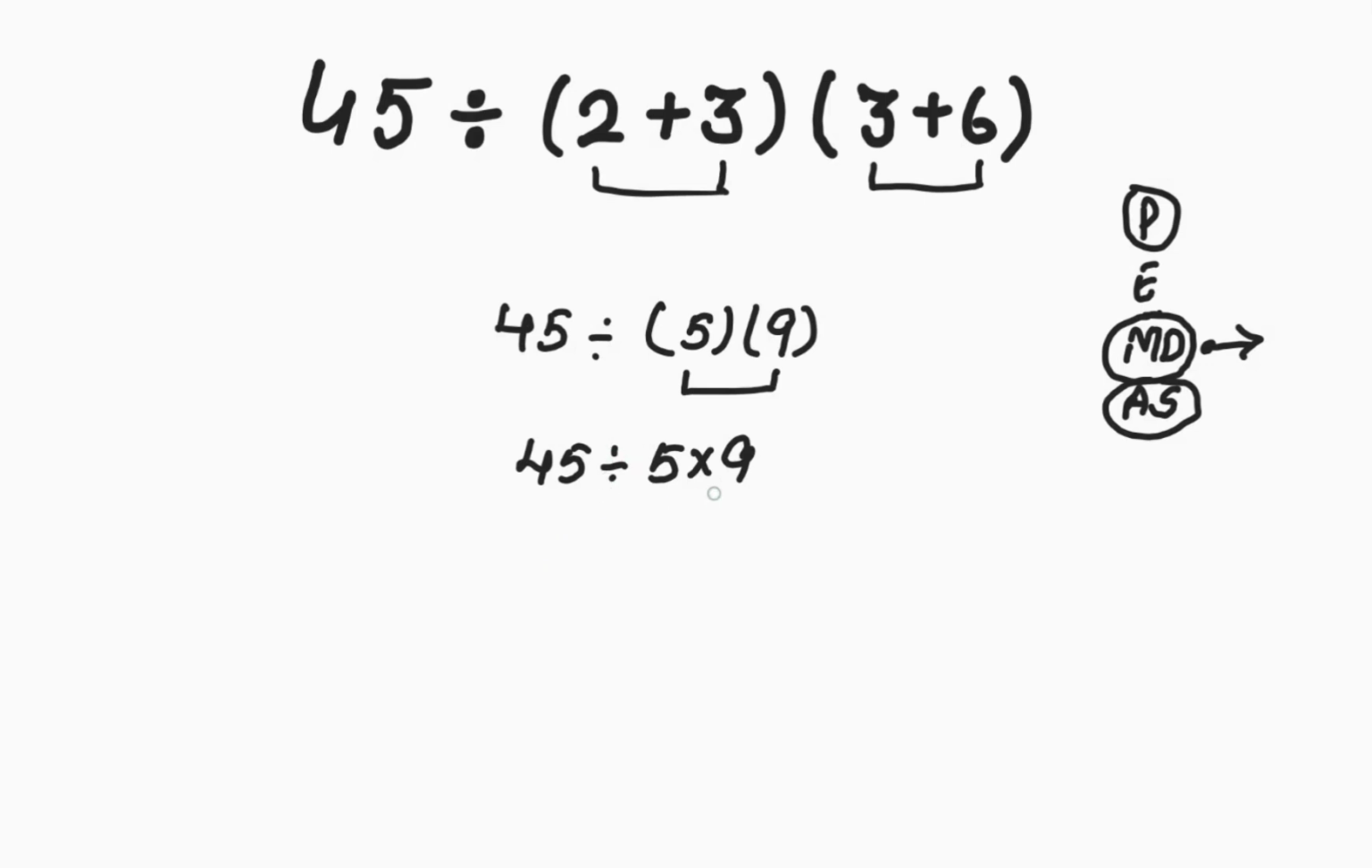Now we have division and multiplication. We'll solve it from left to right. 45 divided by 5 is 9 and 9 into 9 we get 81 as our correct answer.